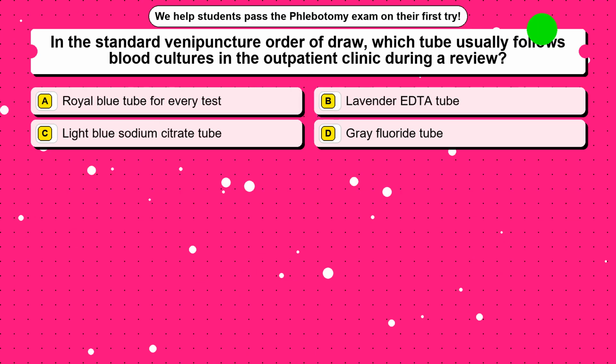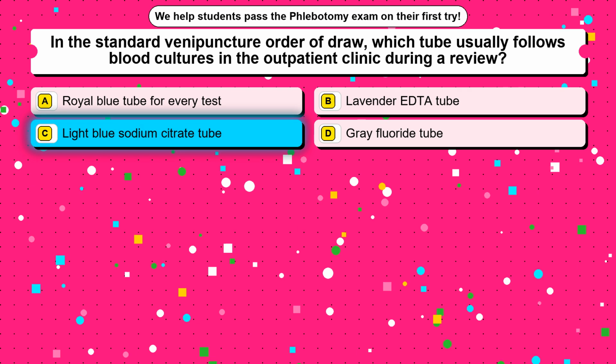Question 46. In the standard venipuncture order of draw, which tube usually follows blood cultures in the outpatient clinic during a review? Option A, royal blue tube for every test. Option B, lavender EDTA tube. Option C, light blue sodium citrate tube. Option D, gray fluoride tube. The correct answer is option C.